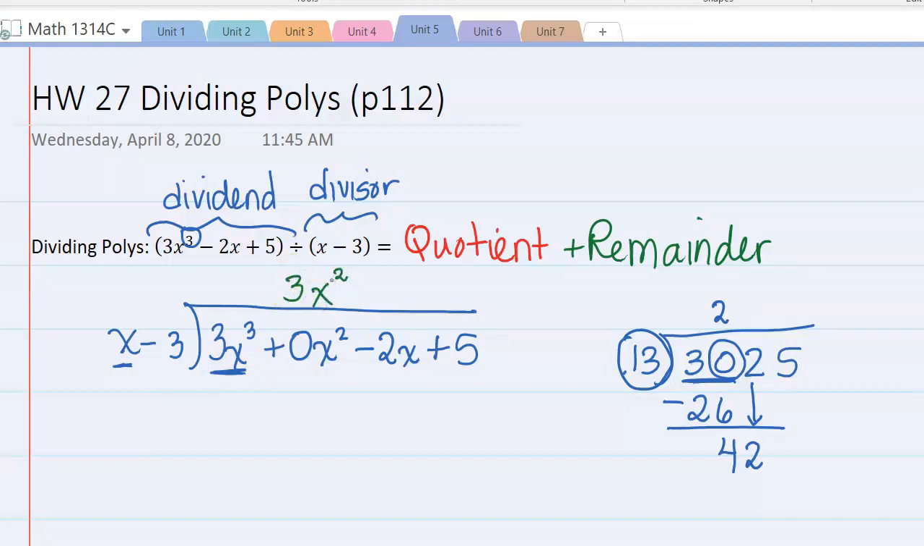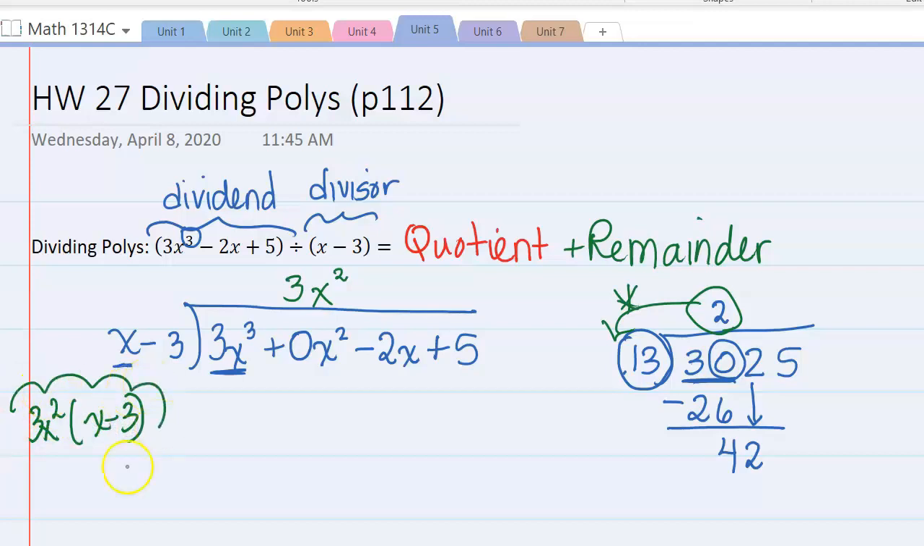Notice where I placed it. I placed it on top of the x squared stuff. So the next thing we did after we put our number up here is we multiplied these two. I'm going to write it over here in a little cloud that we're multiplying 3x squared times x minus 3. So we're going to multiply this and we're going to put it right here.